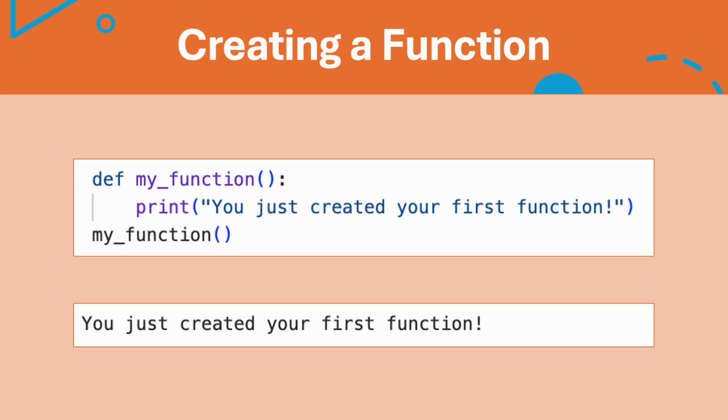Now, a user-defined function is written by using the keyword def, followed by an assigned function name, in this case, my function, followed by parentheses, followed by a colon, followed by an indented block of statements, in this example, the print statement. Here, when we call our function, the output, "You just created your first function," is returned.